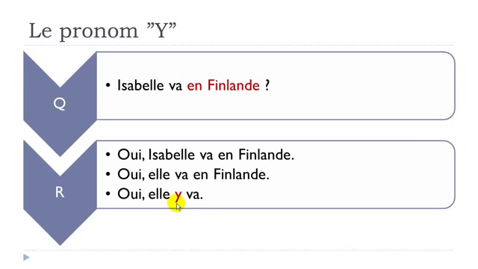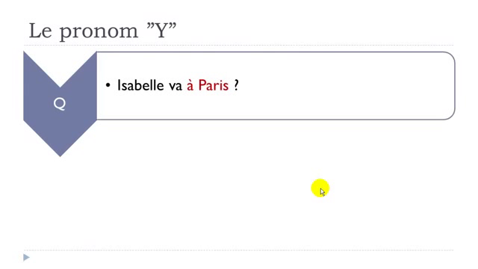So keep in mind that it's a pronoun and it should be here just before your verb. Elle y va. Alright, so oui, Isabelle va en Finlande. Oui, elle va en Finlande. Oui, elle y va.